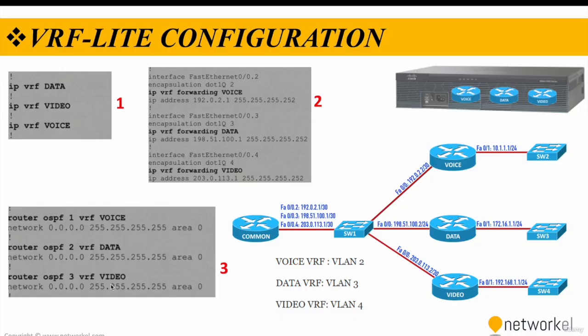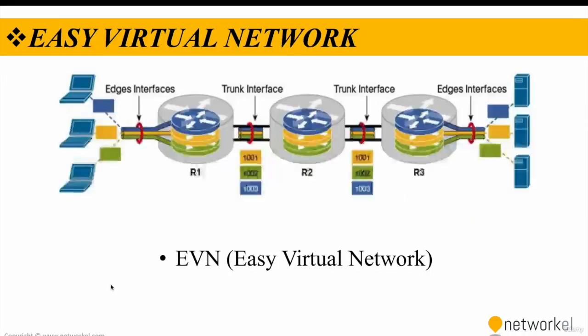In the third step, I can go ahead and use my VRF instances for OSPF, for example, as you are seeing on the screen. The syntax is router ospf and the process ID followed by vrf and the VRF name. And then I'm going ahead and defining my network statements.